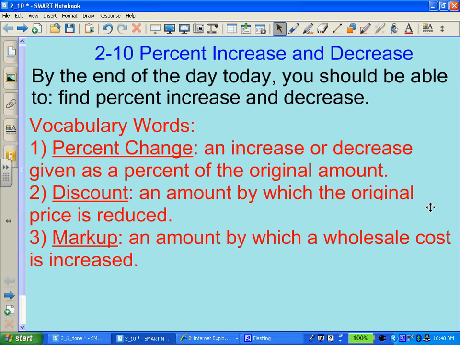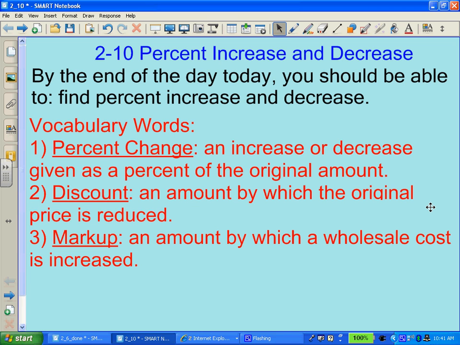So you have three vocab words today. The first one is percent change. And this is an increase or a decrease given as a percent of the original amount. So you might have heard, there was a 20% increase in our scores this test or something like that. That's called percent change. And then hopefully you know what discounts and markups are.